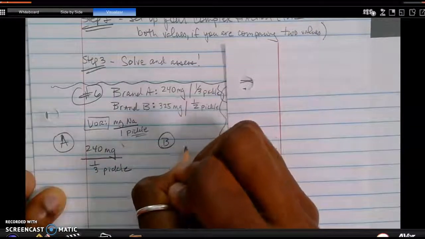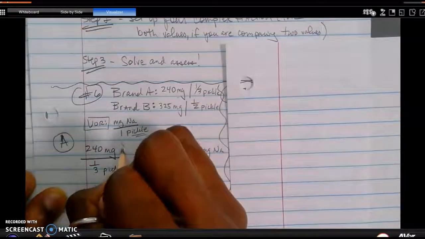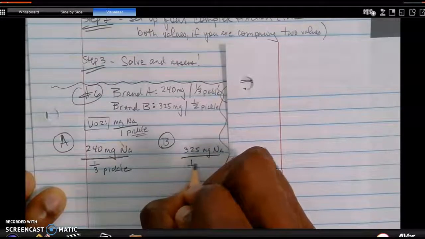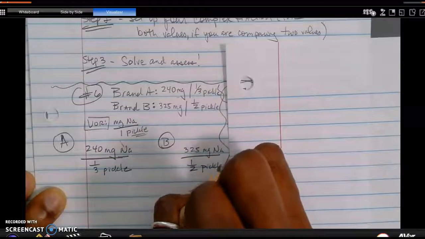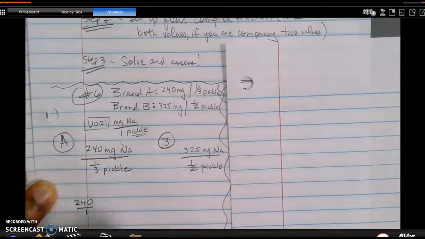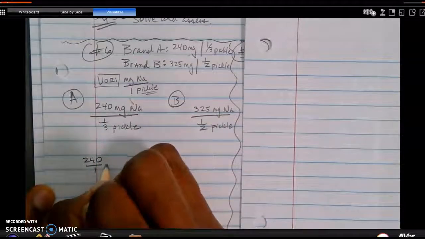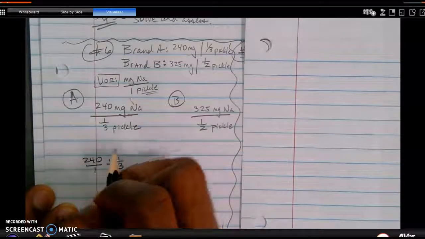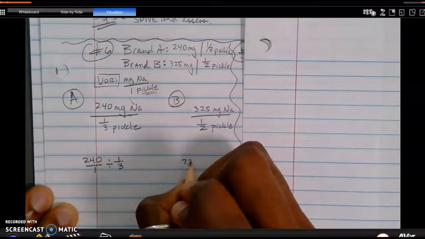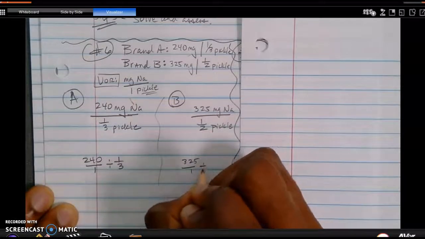Brand B, 325 milligrams of Na, that's sodium. I used to be a science teacher, that's how I know. Okay, 1/2 of a pickle. So I'm now going to set this up as 240 over 1. Why did I do that? Because any number over 1 is going to be a fractional part. Okay, divided by 1/3. I'm leaving the units behind for now because I've already identified my units of rate. I'm going to do the exact same thing over here. Draw myself a line. 325 over 1 divided by 1/2.